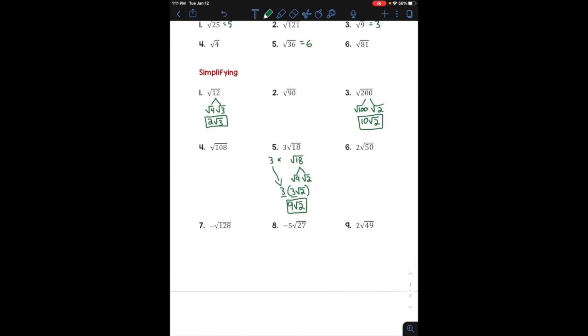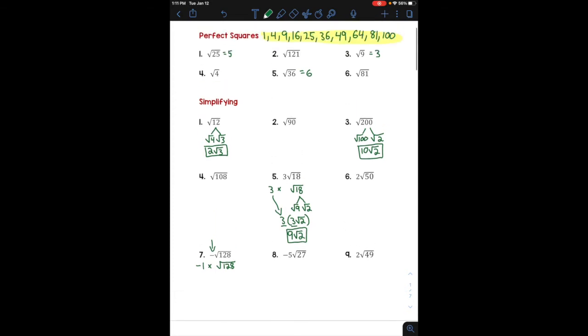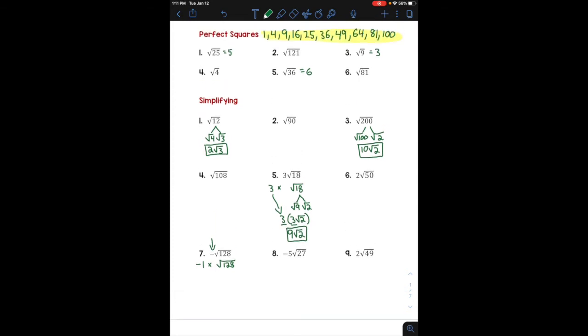Similarly, problem number 7, we have a negative out front of our radical expression, saying that we want to multiply -1 times the simplified expression of the square root of 128. Again, since we don't know what number times itself is 128, I'm going to look above at my perfect squares list and choose the biggest perfect square that goes into 128. Make sure you double check these values at least twice to make sure you're picking the largest number.